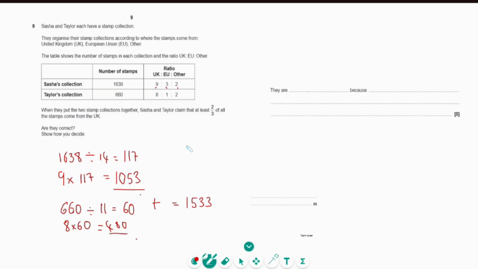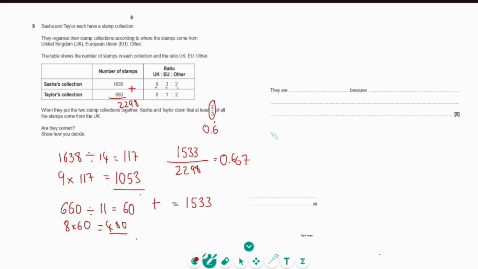Okay, the total stamp collection, how many stamps would they have in total? 2,298. I'm going to work it out as a decimal. I know 2/3 as a decimal is 0.6 recurring. 2 divided by 3 is 0.6 recurring. Okay, so if they put their stamp collections together, we'd have 1,533 over 2,298, which is 0.667, yes, which is close enough.